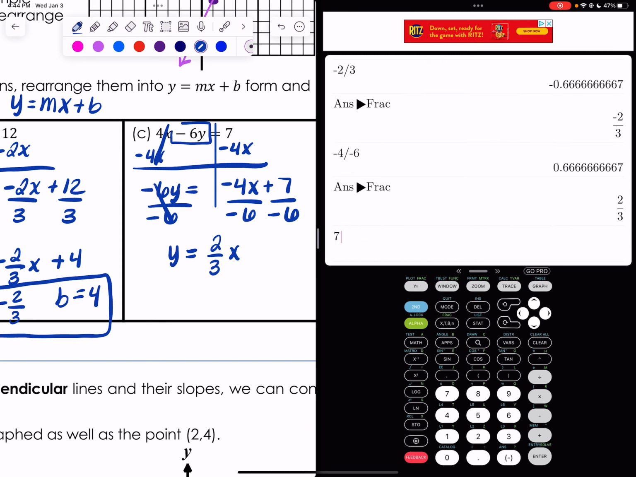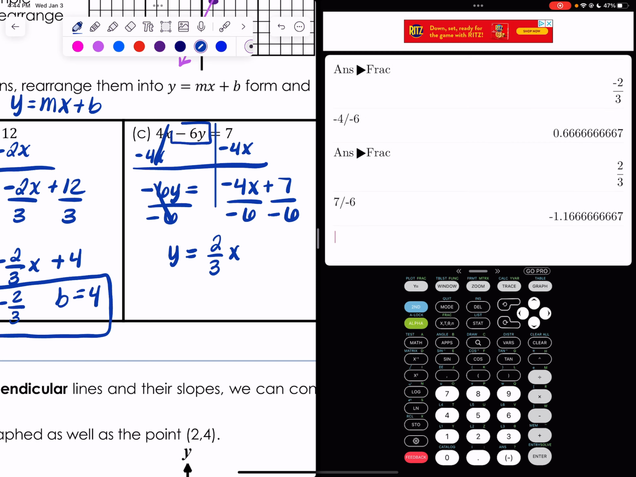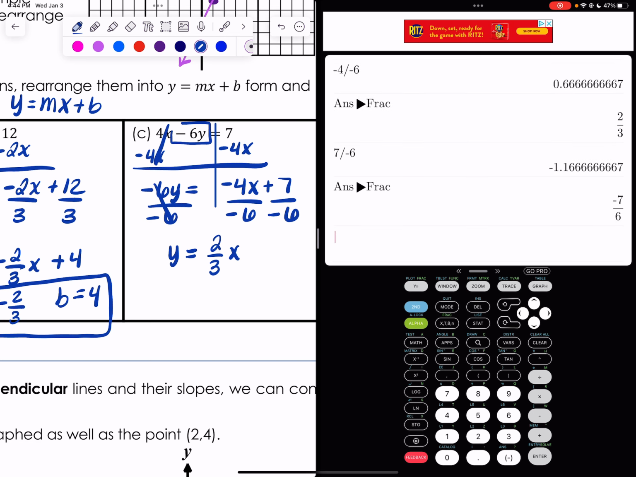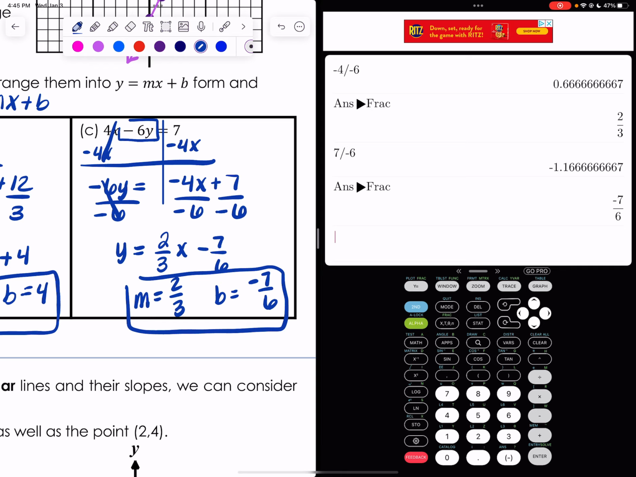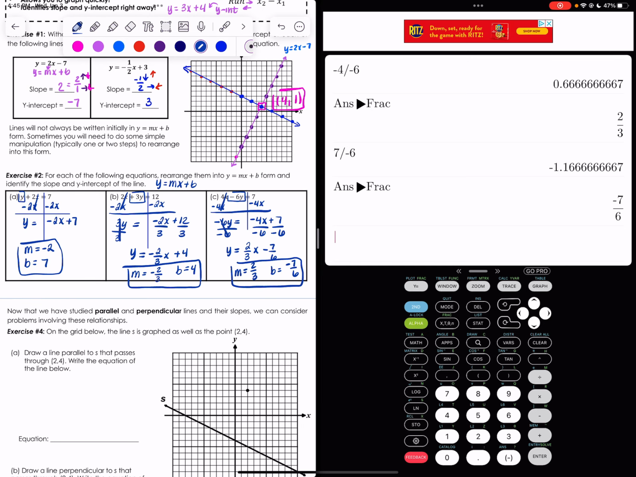And now I'm going to do 7 divided by negative 6. And then I get something crazy. And I'm going to hit math, enter, enter. And I get negative 7 over 6. So if I look, my slope is 2/3 again. This time it's positive. And my y-intercept is negative 7 over 6. Always just leave it as fractions.